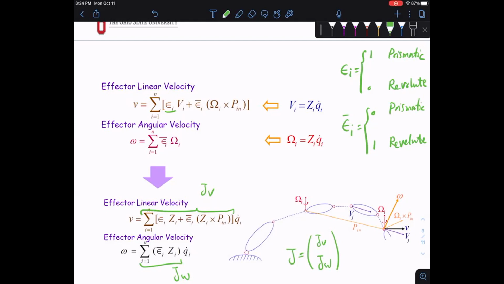Epsilon naught, 0 or 1. Well, obviously here it's 1 because it's revolute, right? Only for a revolute joint. And the joint axis, right?